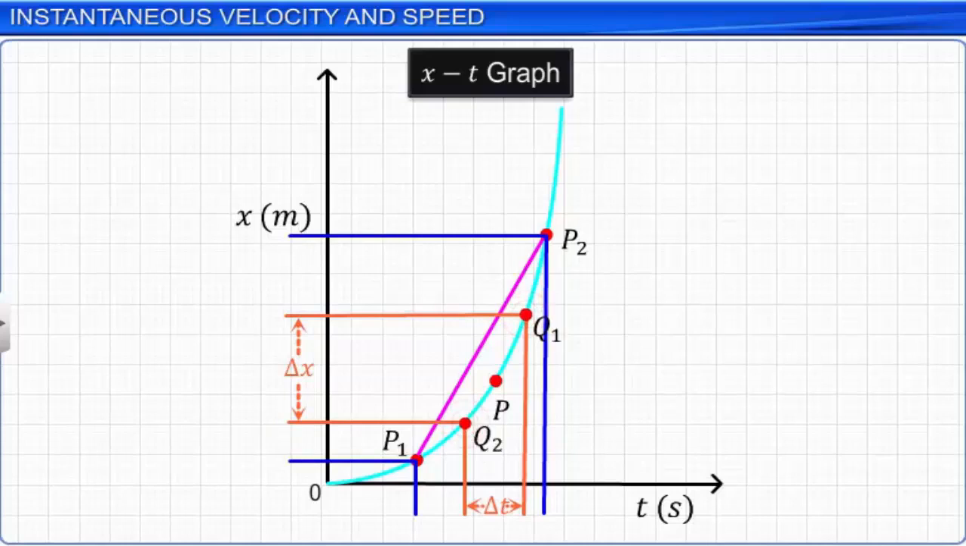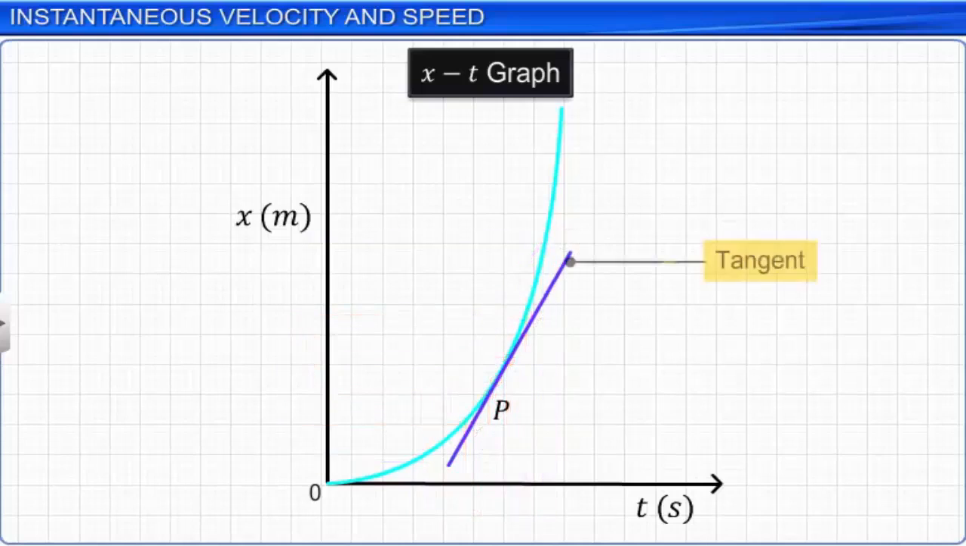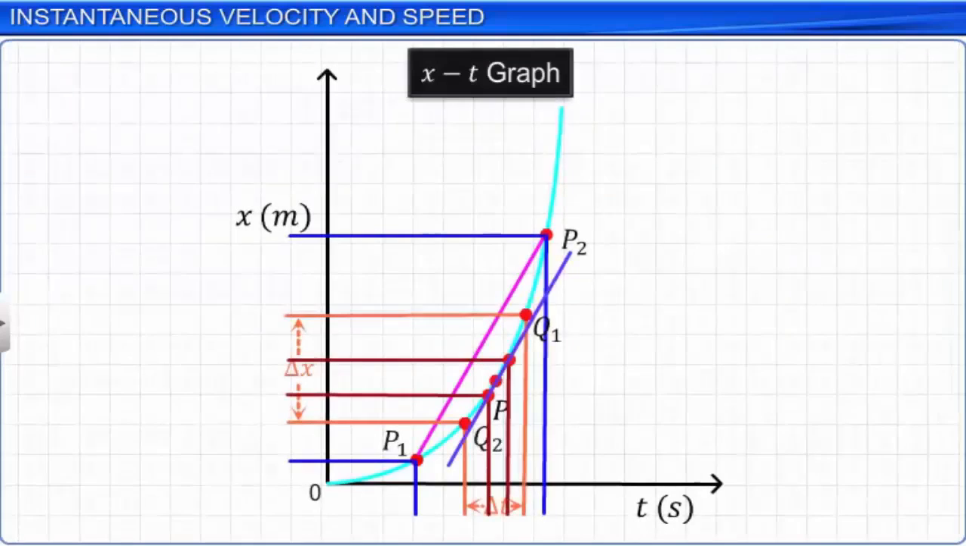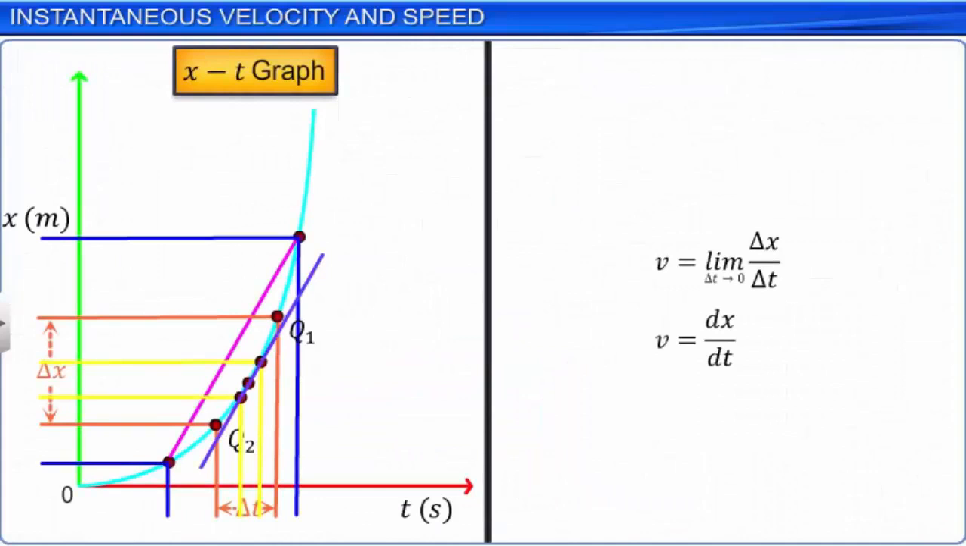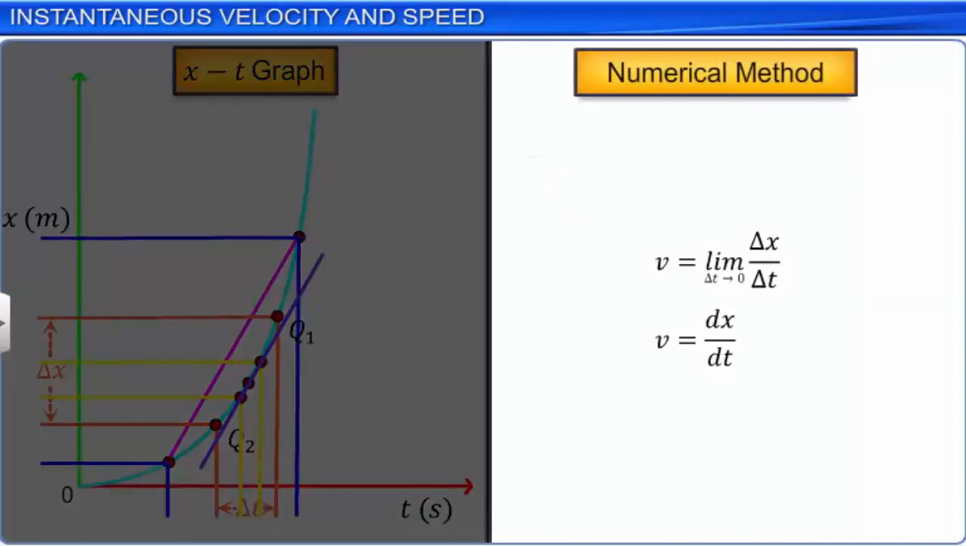On further decreasing the value of delta t, we finally get one line, which is the tangent to the curve at point P. The slope of this tangent represents the instantaneous velocity at point P. Slope is represented by tan theta as shown in the graph. This graphical method of finding the instantaneous velocity at any point is cumbersome. Therefore, we generally use the numerical method using calculus for finding the instantaneous velocity at any point.